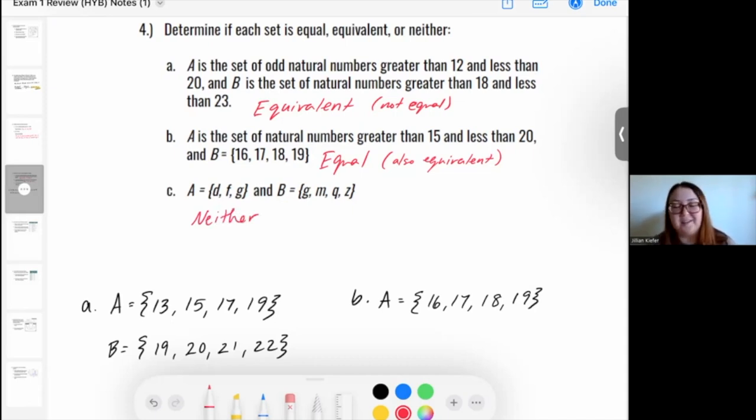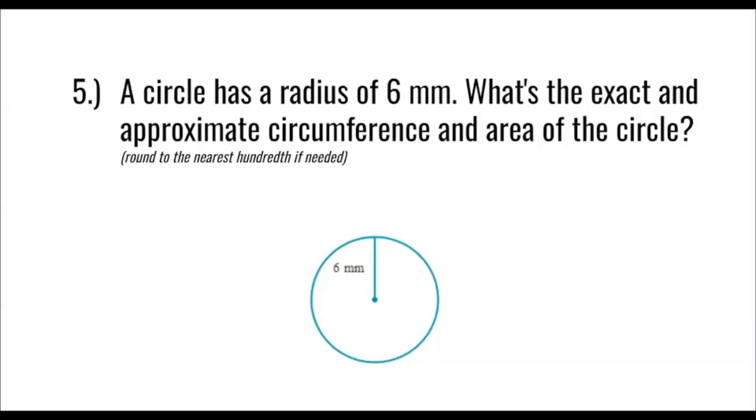So, all right. That wraps up problem 4. So let's go on to problem 5. We have a circle that has a radius of 6 millimeters. What's the exact and approximate circumference and area of the circle? We're going to round to the nearest hundredth if we need to. So we have our picture here. We have our circle. We see it has a radius of 6 millimeters. So our circumference and our area of our circles have specific formulas where they both use the radius. So we'll be able to plug those in.